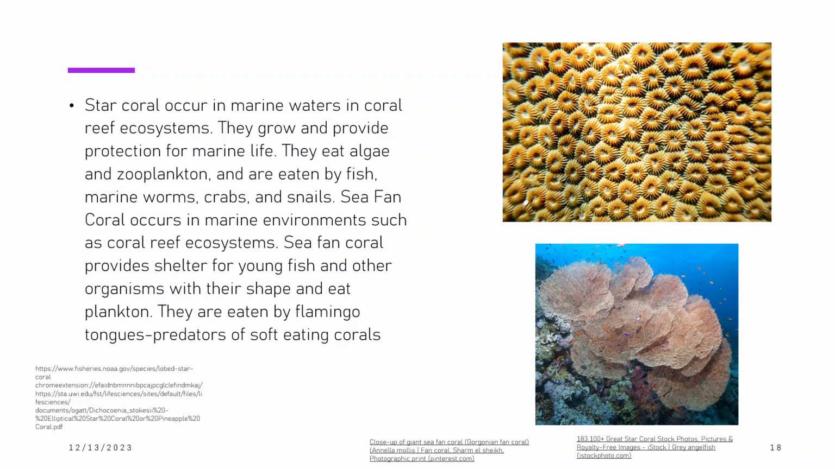Sea fan coral occurs in marine environments such as coral reef ecosystems. Sea fan coral provide shelter for young fish and other organisms with their shape and eat phytoplankton. They are eaten by flamingo tongues, which are predators of soft-eating corals. This is an example of a sea fan, and this is an example of star coral.